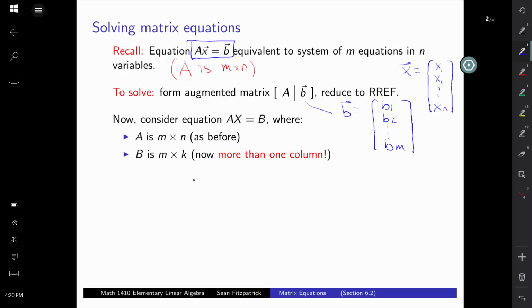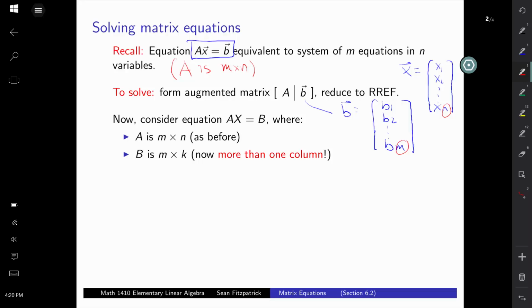And we know that generally when we do this, most of the time m doesn't necessarily have to equal n. We've seen lots of examples of systems where there were more variables than equations, and a few examples where there were more equations than variables. We know that both can happen.